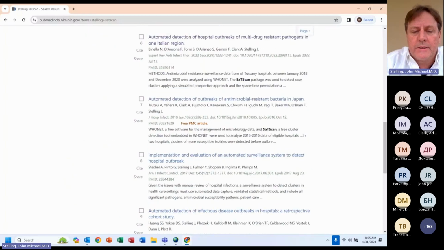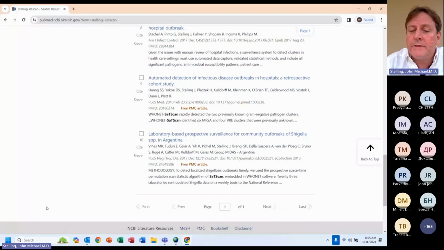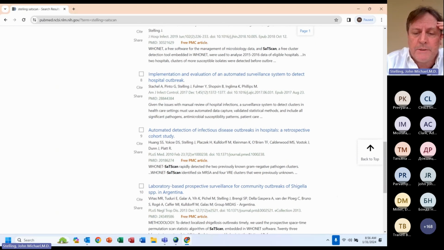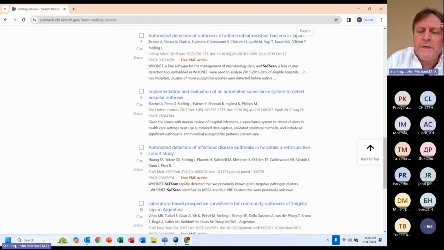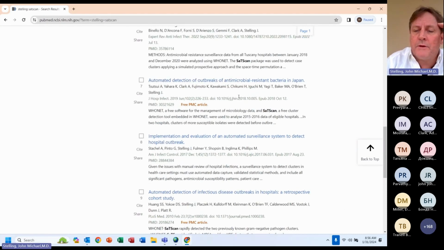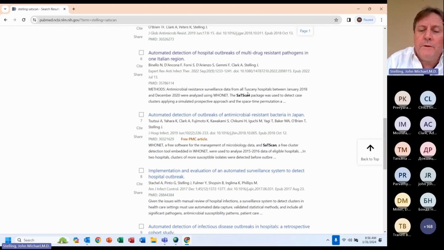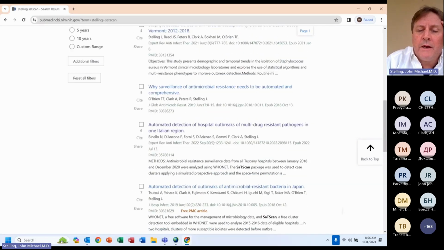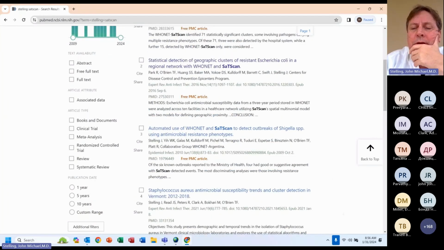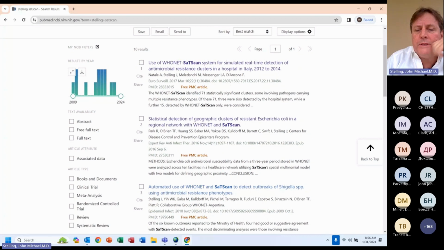I'll start at the bottom. We looked for outbreaks of Shigella and Salmonella in Argentina. First, we did that in a simulated prospective way, and then we did true prospective with confirmation by PFGE, and then later by whole genome sequencing. And then we did analysis with a single hospital, and then we did interventions, and then we looked at a network of hospitals, and we looked at outbreaks in Japan, in Italy, in Vermont. So these are just different examples of how we have worked with this.